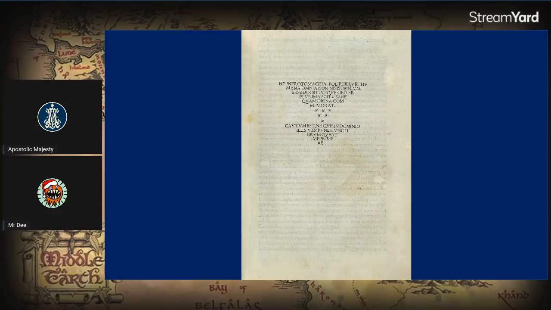This is the Hypnerotomachia Polyphili. That's just the way I've always pronounced it, but I'm sure it's done in a different way. But this is a book published in 1499, possibly by Francesco Colonna, but the authorship is not known for certain. This is a very, very well-known book, printed by the Aldine Press of Aldus Manutius. If people aren't familiar with it, you should really go out and look into it, because it's a really fascinating book.